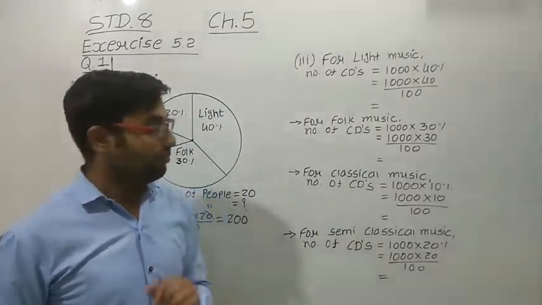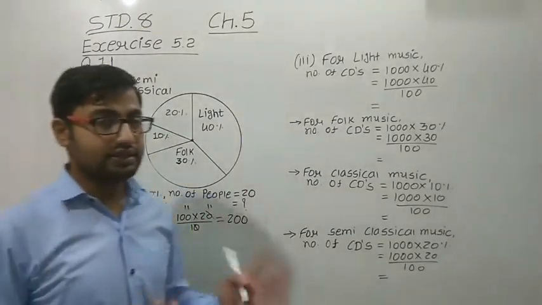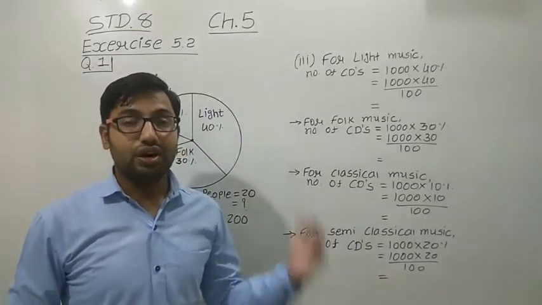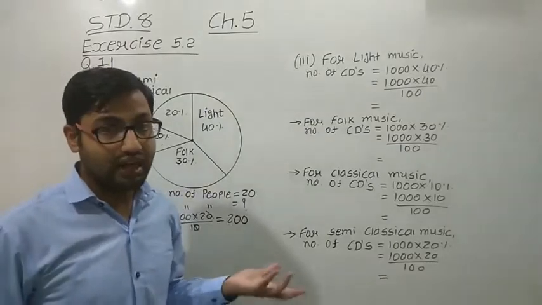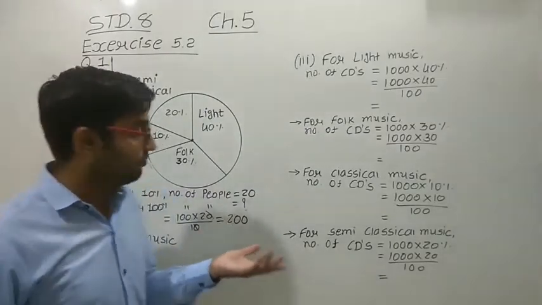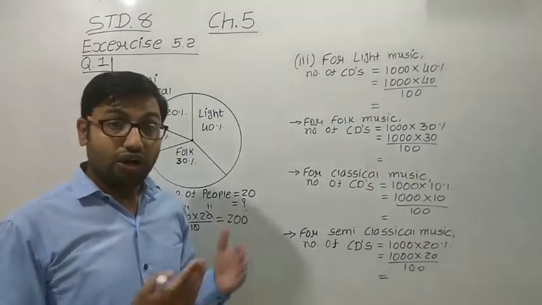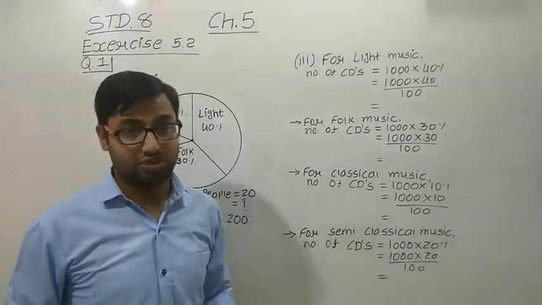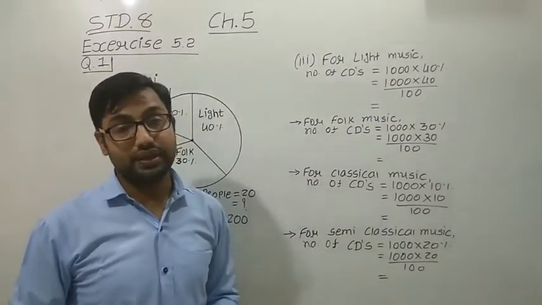Let us give one example. Suppose only 10% of the people like classical music. What will happen if I produce 1,000 CDs of only classical music? Then how many can we sell? Only 10% of the 1,000, that is 100. The remaining 900 CDs will remain unsold. So there is a loss to the producing company, right?